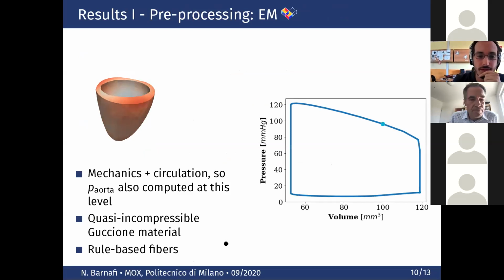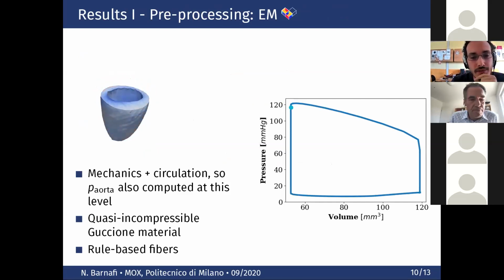Okay, now for the results. The one great thing of decoupling the mechanics is that we can compute it as a pre-processing stage. This is the actual result that we get, which serves as validation. Then also this model is coupled with circulation, which gives the pressure in the aorta, which is then going to drive the flow through the compartments.